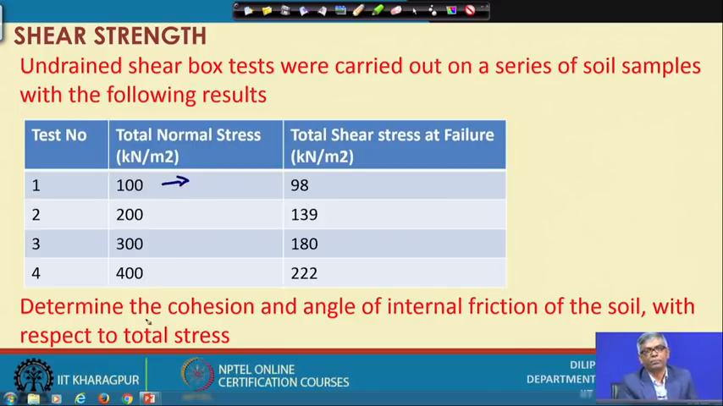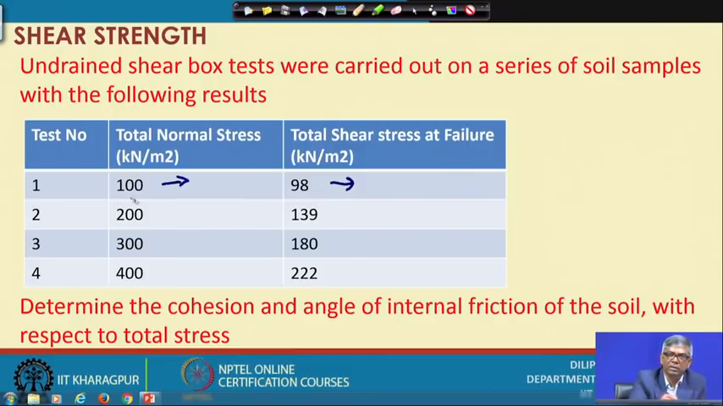To find out the value of the shear parameters, we need to conduct the test on identical samples. That means the shear box has to be filled with a definite amount of soil, so that its void ratio and density remain unchanged. Suppose that is ensured, and then sample 1 is prepared and 100 kPa normal stress is applied, and then we apply shear, and suppose it failed at 98 kPa shear stress.